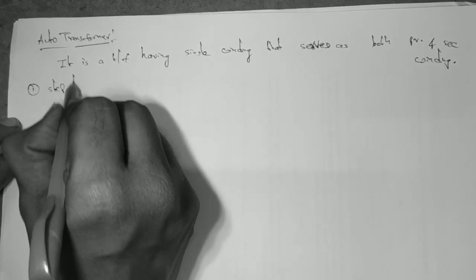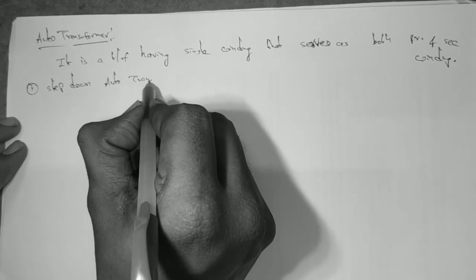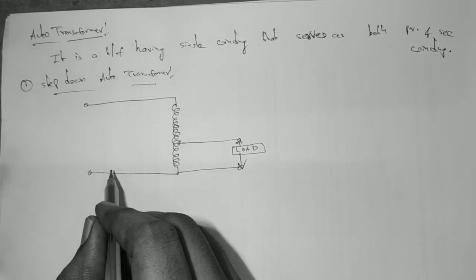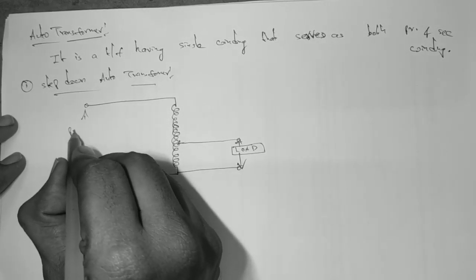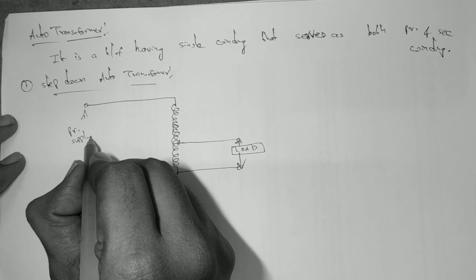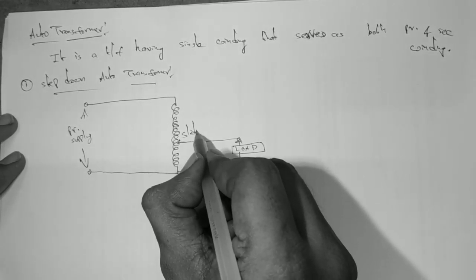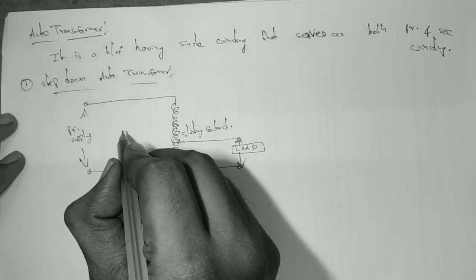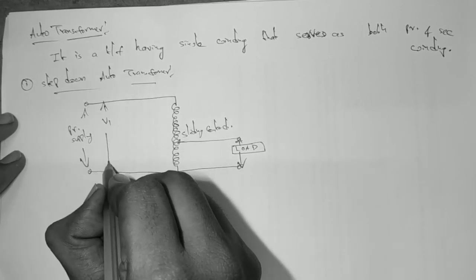In step down transformer, the primary side winding will be having so many turns compared to the secondary windings. So for that, let us consider this diagram in which the total winding is divided into two parts, where primary supply is connected to the primary side, and this is sliding contact. When we vary the sliding contact, the secondary side, that is load side, winding will be varied.